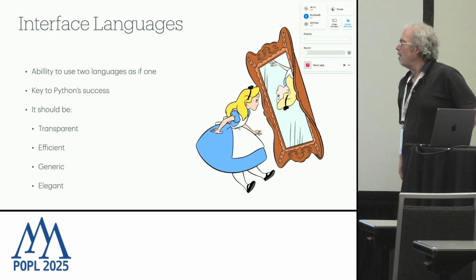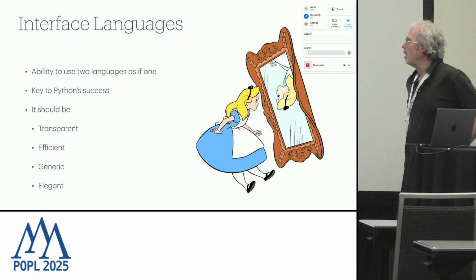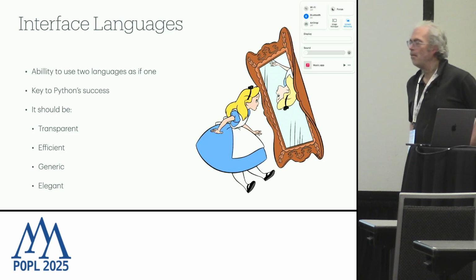In this case, the goals that we have for our interface, which are the same as everyone else's, are these. We'd like it to be transparent, meaning that you should be able to just use the system as if the interface wasn't there. It should be efficient, so it shouldn't slow down your system considerably. It should be generic, since it should work for any kind of program. And it should be elegant, because elegance is nice.